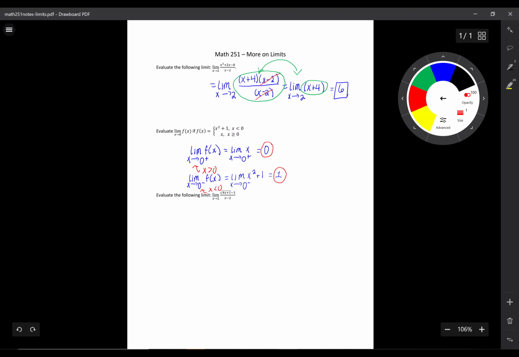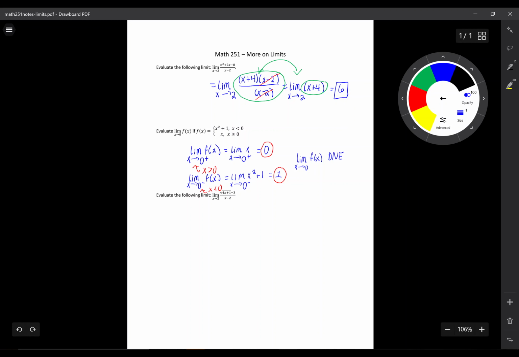And when I have a different left limit and a different right limit, this tells me that my overall limit as x goes to 0 does not exist, because I have a different number from the left and from the right. So the limit as x goes to 0 of this piecewise function does not exist. This is undefined because we have a different limit from the left and from the right.